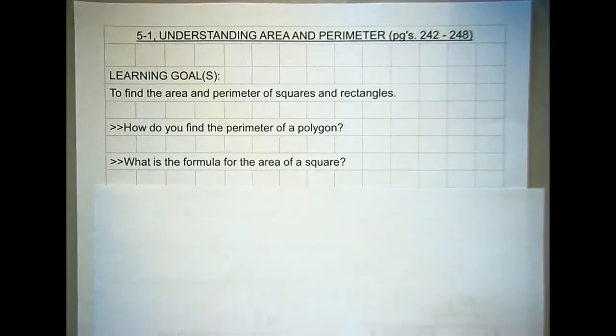So how do you find the perimeter of a polygon? Grace? Yeah, perimeter just means the distance around. You're adding up all the sides. Find the perimeter of a polygon, add up the distance around it.